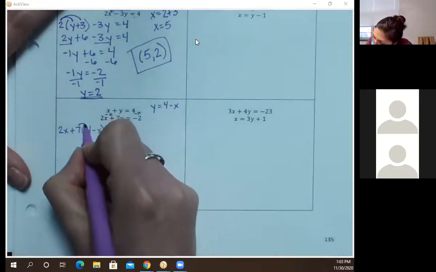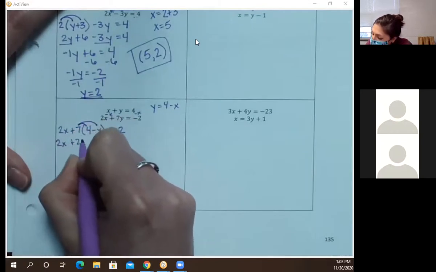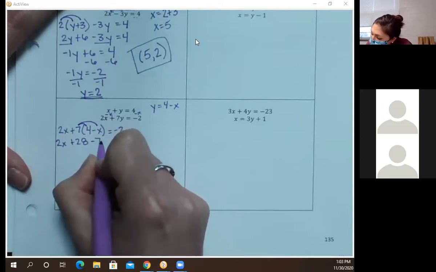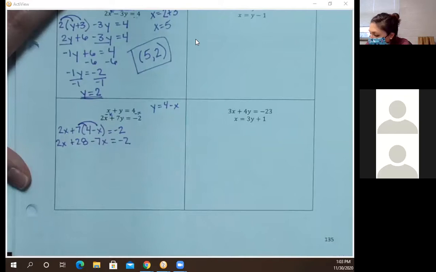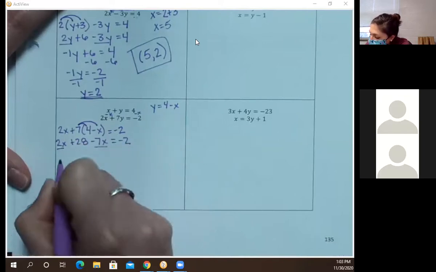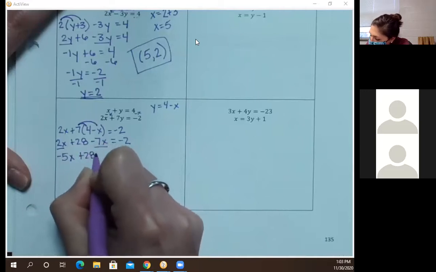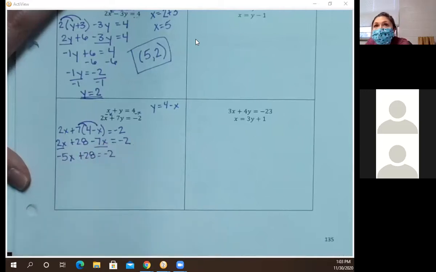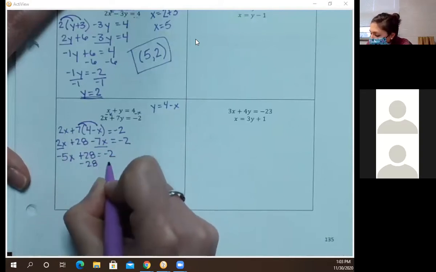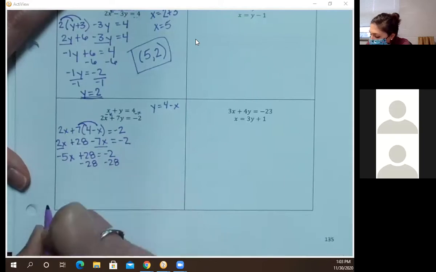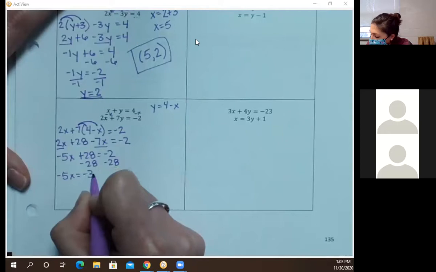I'm going to distribute inside those parentheses. So I've got 2x plus 28 minus 7x equals -2. Combine your like terms. 2x minus 7x is -5x plus 28 equals -2. I want to get the x term by itself, so I'm going to move that 28 to the other side. So I get -5x equals -30.